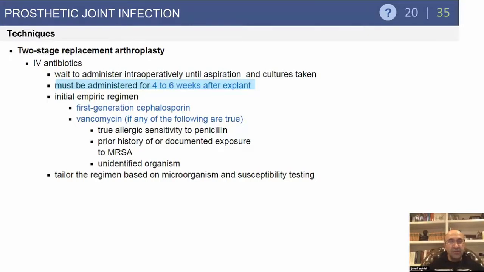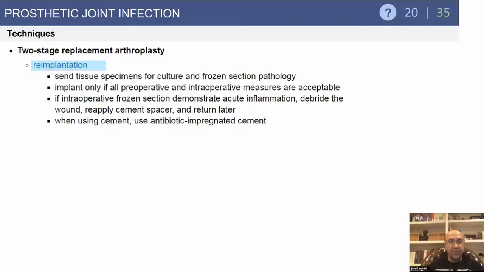Two-stage arthroplasty involves administration of antibiotics for a period of 4 to 6 weeks. That period keeps changing. Europeans believe even as short as 2 weeks may be adequate. But in the examination, you should really choose 4 to 6 weeks of intravenous antibiotic. The most preferred antibiotic is first generation cephalosporin, or vancomycin for methicillin-resistant organisms.